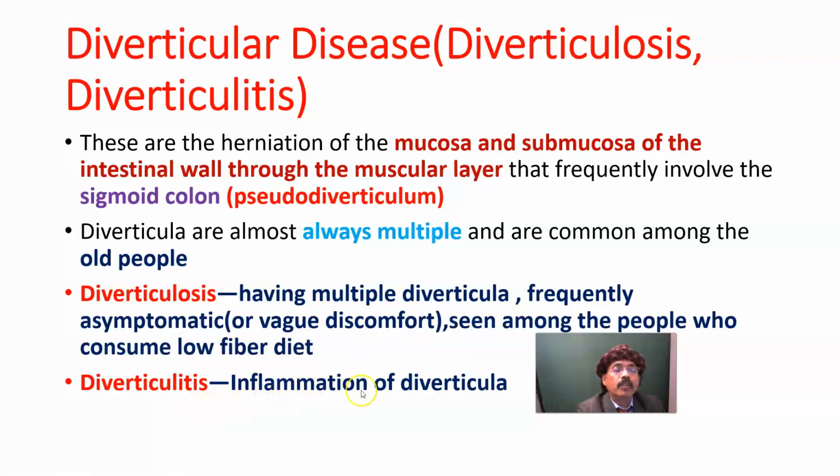Diverticulitis means inflammation of the diverticula. This may be asymptomatic year after year, and this is an acute condition, diverticulitis, inflammation of the diverticula. It may heal by itself or it may go through complications like perforation, peritonitis, abscess.